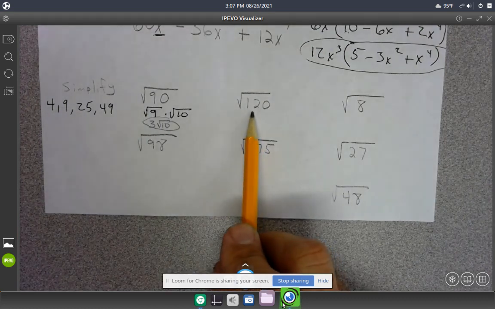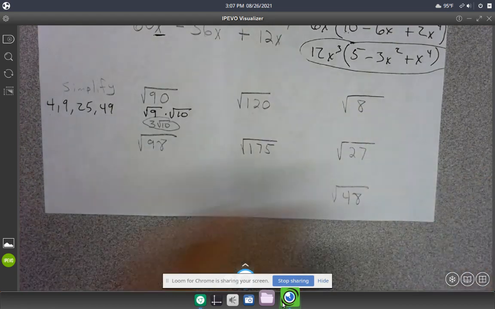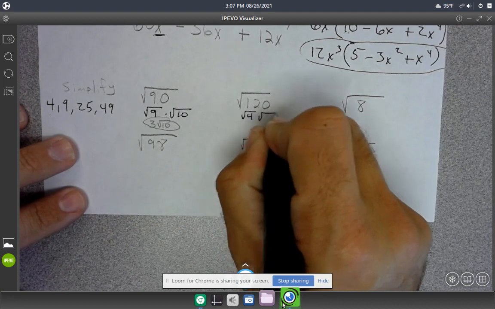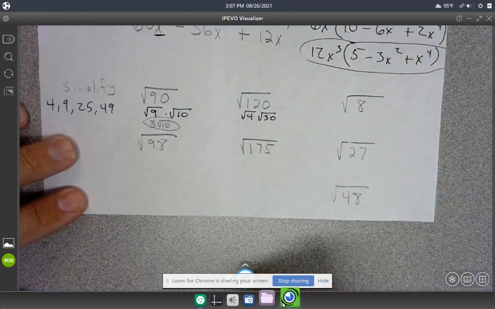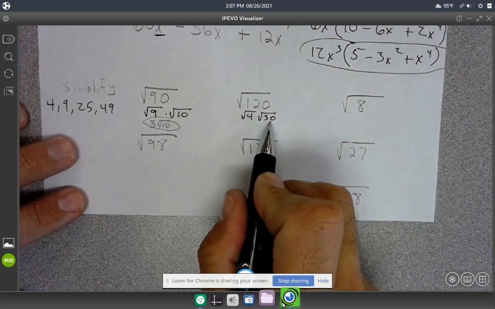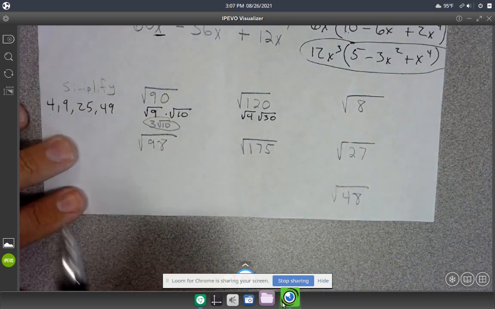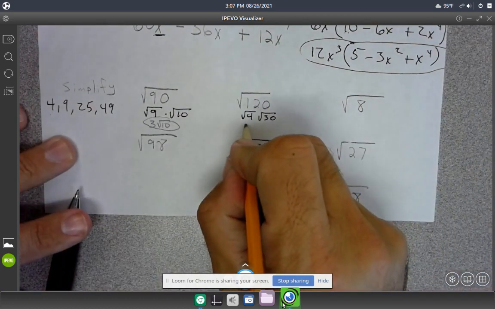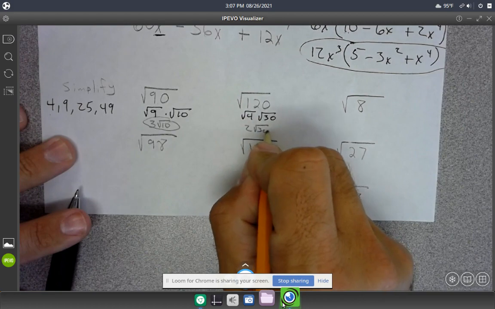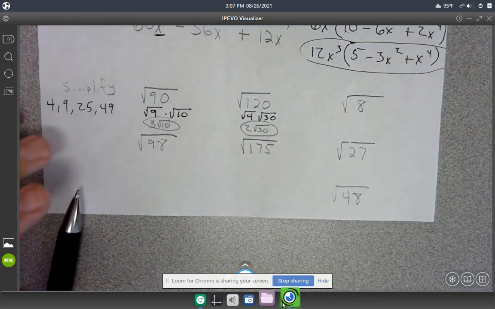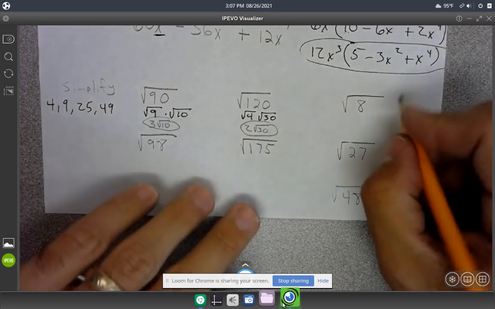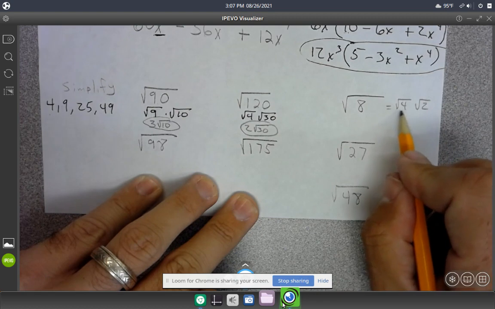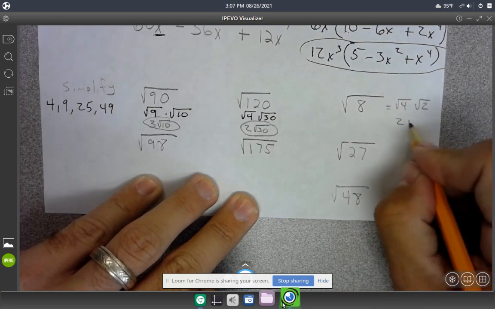The 120, the perfect square there is going to be a 4. So this is going to be a 4 and a 30. All right, there's no other perfect square that will go into 30, like 25 won't, and 9 won't, and 4 won't. All right, so then the 4 is going to turn into a 2. Square root of 4 is equal to 2. And that's where I can stop there. All right, the 8, that's just a 4 and a 2. And then the square root of 4, that turns into 2.